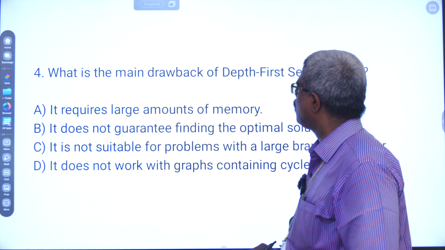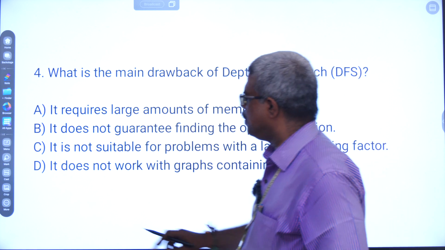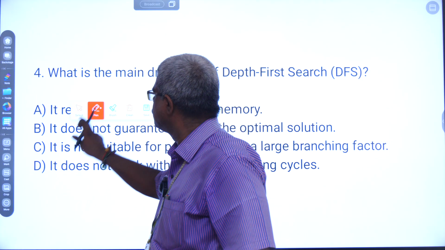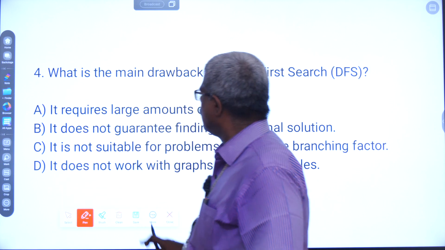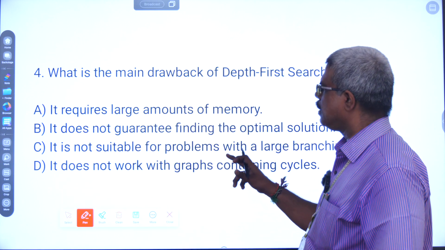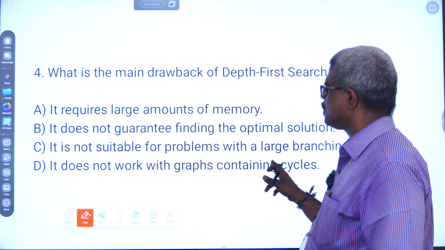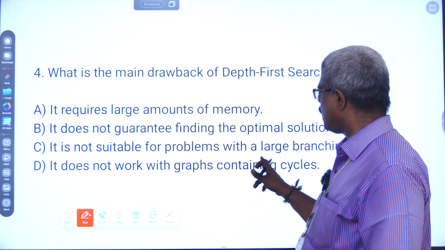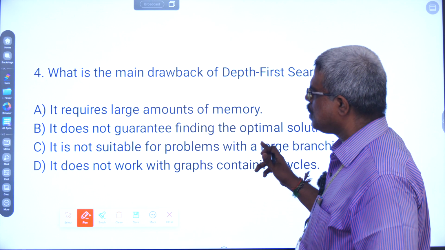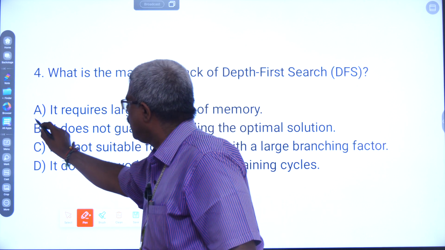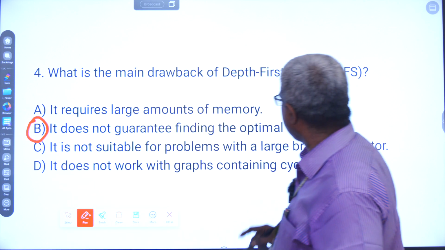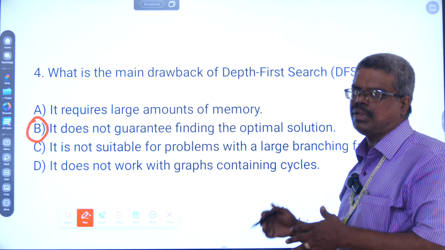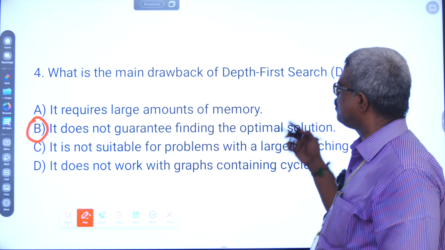Next one, what is the main drawback of depth first search? The options are: it requires a large amount of memory, it does not guarantee finding the optimal solution, it is not suitable for problems with a large branching factor, it does not work with graphs containing cycles. So the option is B. It does not guarantee finding the optimal solution. That is the major drawback of depth first search, because we are not able to find the optimal solution using the DFS.